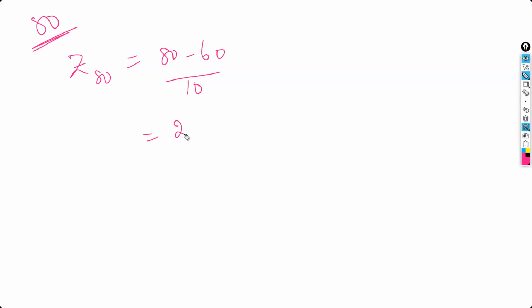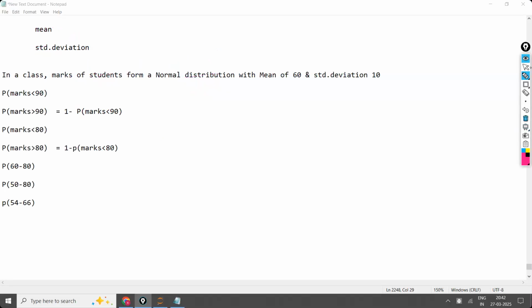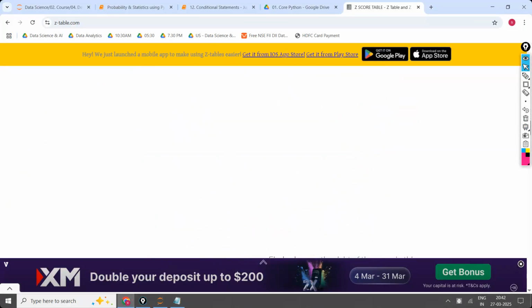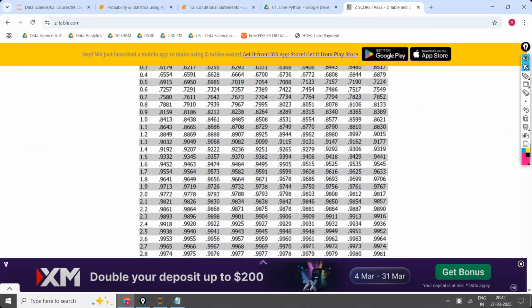Now for 2, what is the probability value? Open the Z table and tell me, what is the probability for the 2 value? 2.0 gives 0.9972. But my requirement is 2.00, which is nothing but this one only. Is that clear, everyone?